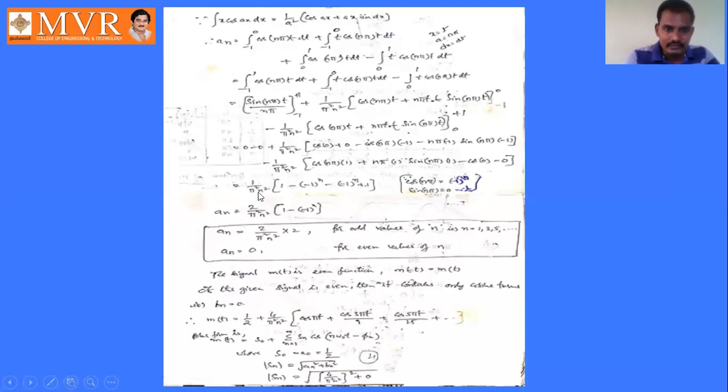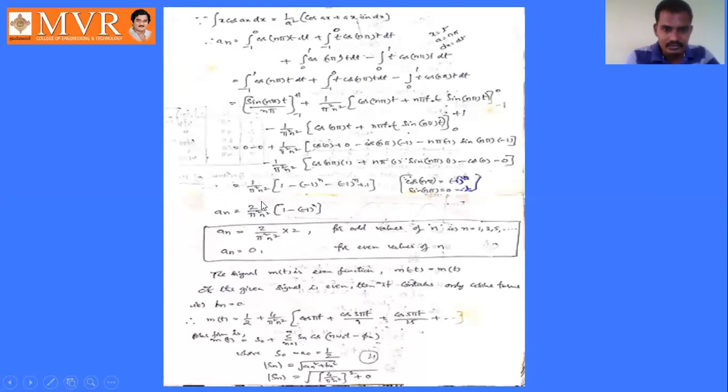It will become 1 by pi square n square into 1 minus 1 whole power n, that is cos n pi, sin n pi. Cos n pi value minus of cos n pi minus 1 whole power n plus sin n pi. Okay, sin n pi value is 0. So simply substituting these values in the above expression, we will get an value is 2 by pi square n square into 1 minus of minus 1 whole power n.